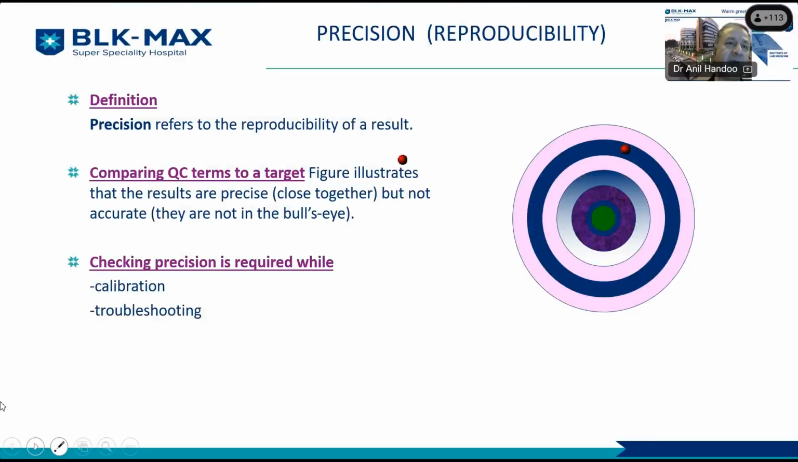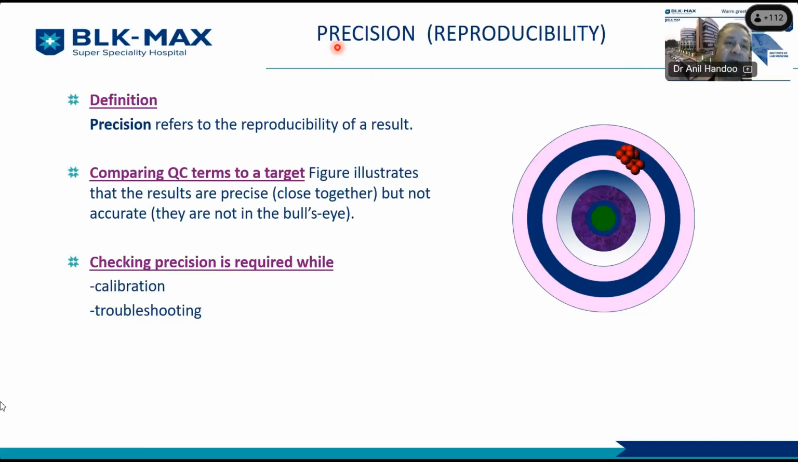When we talk about precision or reproducibility, you're trying to reproduce the same result that you got the previous time. If you look at these red dots, they are all falling in the same area, but they should ideally have fallen in the green area. If they're not falling in the green area, they are not accurate. But since they're falling in the same area repeatedly, that tells you they are precise. So the precision is there, but they're not accurate.